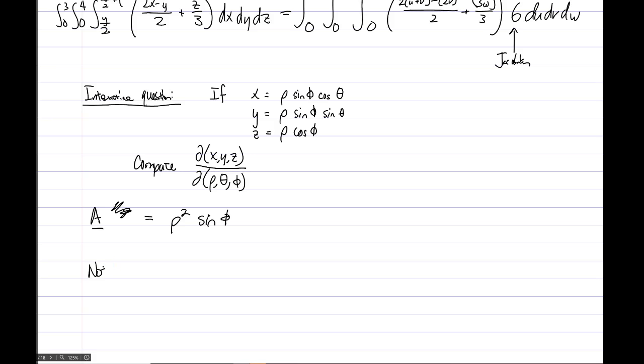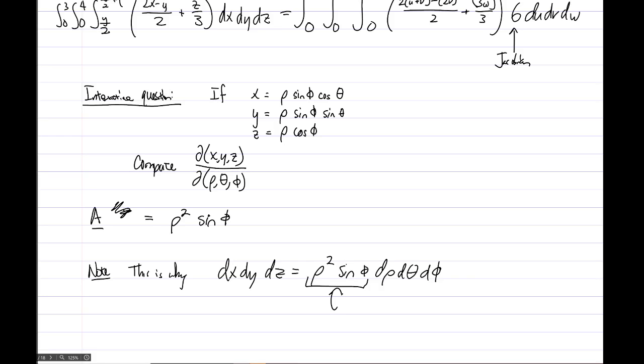The whole point of doing this is to note that this is why dx, dy, dz, when converting to an integral written in spherical coordinates, is going to become rho squared sine of phi, d rho d theta d phi, or whatever order you really want here. But the point is this rho squared times sine of phi is from right there. It ends up being the Jacobian.